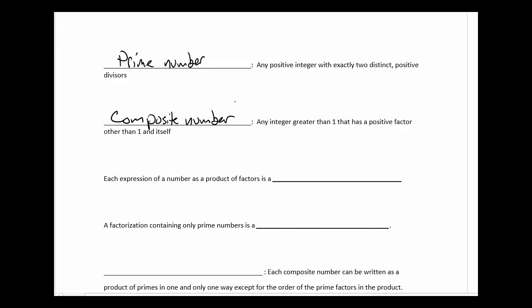Then we have each expression of a number as a product of factors. So when we take a number and we rewrite it in terms of the things that make it up, we refer to that process as the factorization. A factorization containing only prime numbers is called a prime factorization.